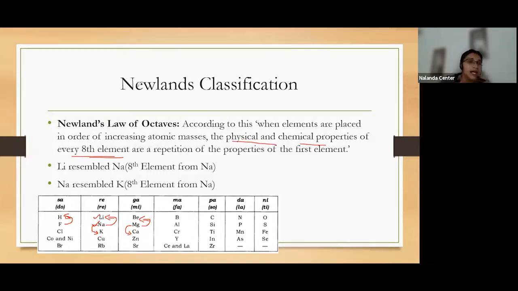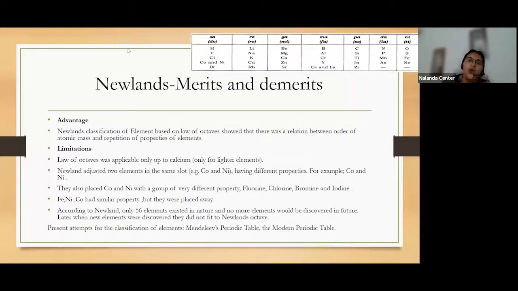Now, this was very nice, but he found out that there were quite a few issues, ladies and gentlemen, in this particular classification. The advantage was that this law of octave showed that there was some relation between atomic mass and repetition of property of the element. So that is one of the advantages.